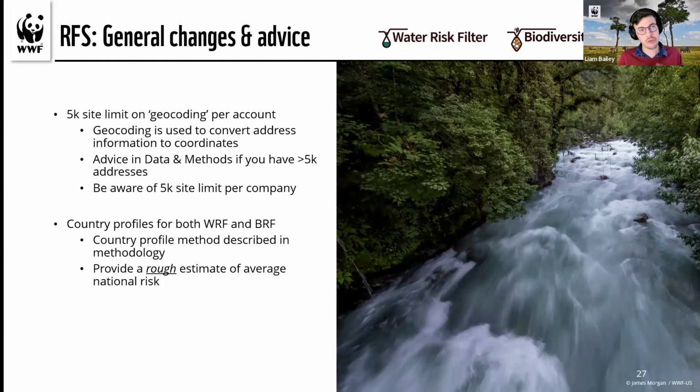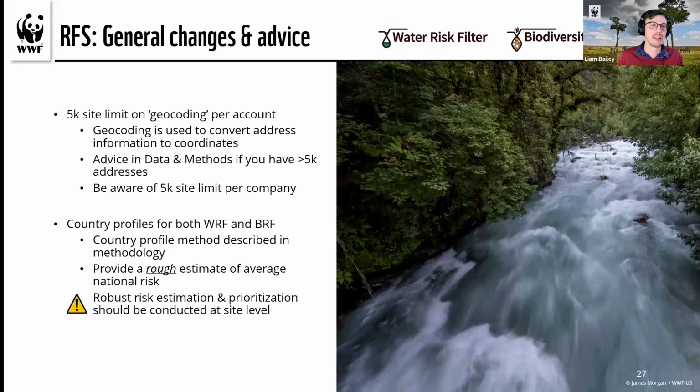These country profiles can be useful, but we should see them as a rough estimate of average national risk. The aggregation of risk to a single country level can be a little bit uncertain, especially when you're dealing with large countries. So it should be seen as a rough idea of national risk. And that means that if you want to be doing robust risk estimation and prioritization, you should be conducting this using site level data, which is what our tool is designed to work with.